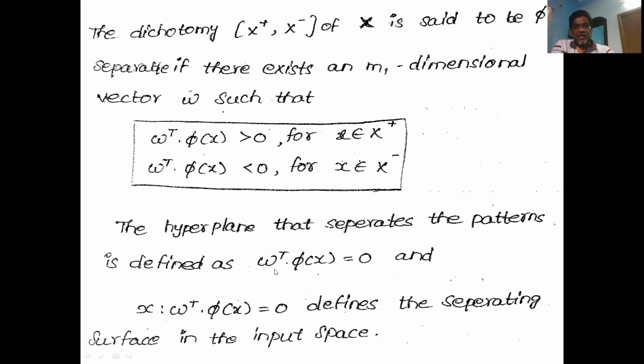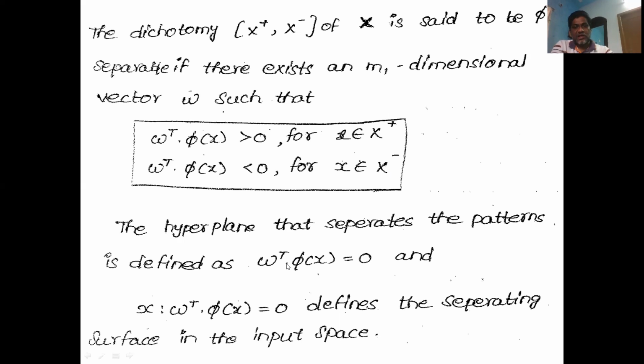But whenever we say w power t into phi of x is equal to 0, then it defines the corresponding hyperplane, usually going to be a straight line that separates the patterns into two distinct classes. That means on one side of that hyperplane, we will have all the input patterns that belong to x plus, and on the other side of the hyperplane, we will have the input patterns that belong to x minus. So it clearly divides the input patterns into two classes, x plus and x minus.